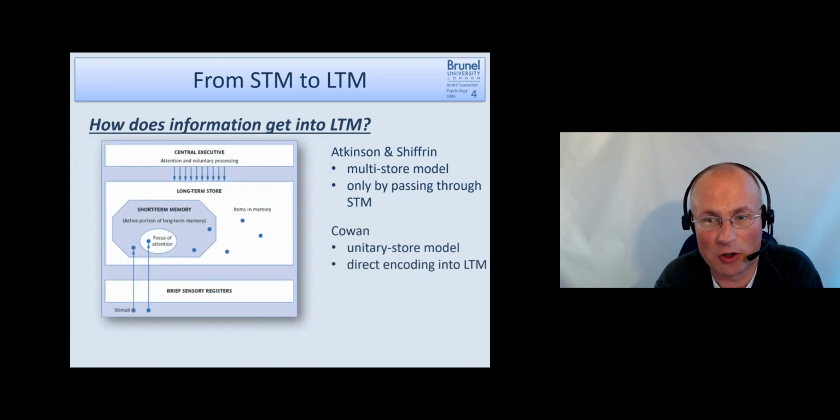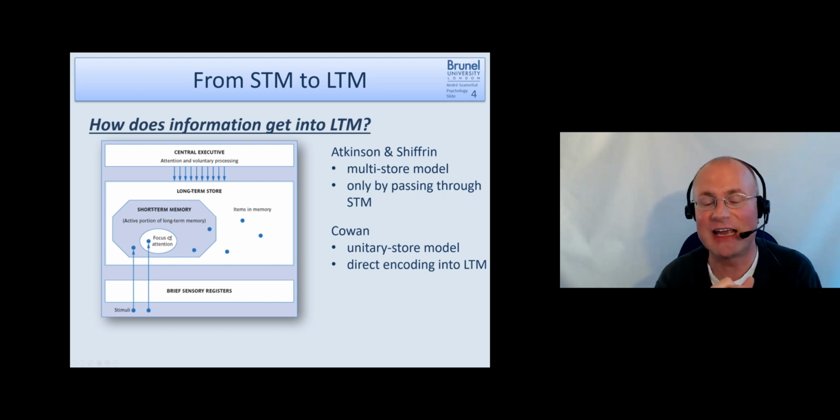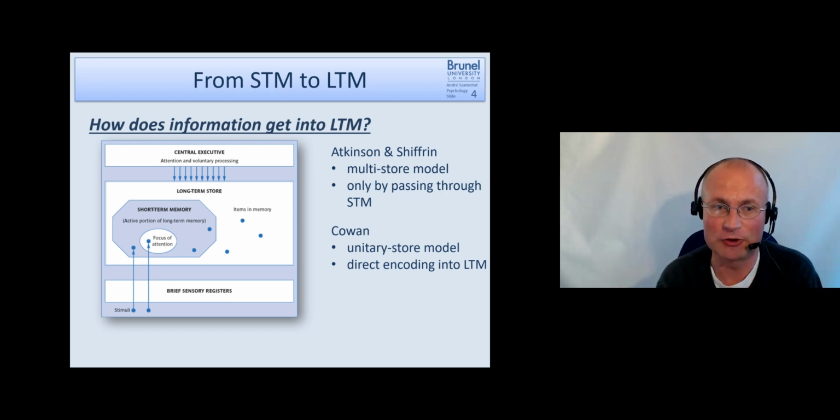Then we have seen the model of Nelson Cowan, a unitary store model, and here the idea was that short-term memory is not a dedicated, separate store, but instead that short-term memory is the active portion of long-term memory. Therefore any new information is directly encoded into long-term memory. If it's not relevant, it fades away very quickly and is removed from long-term memory again. If we keep it in short-term memory long enough and work with that information, then it may become part of long-term memory.